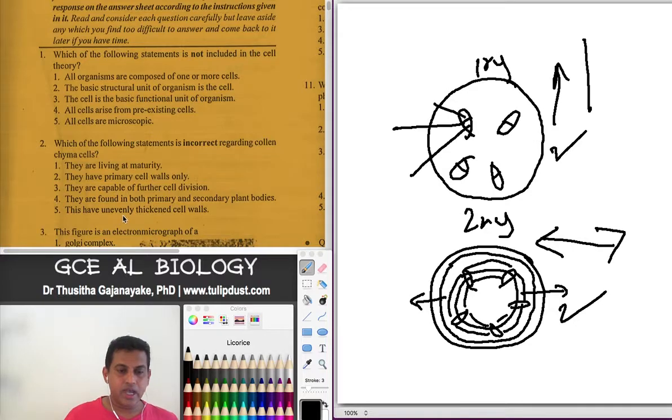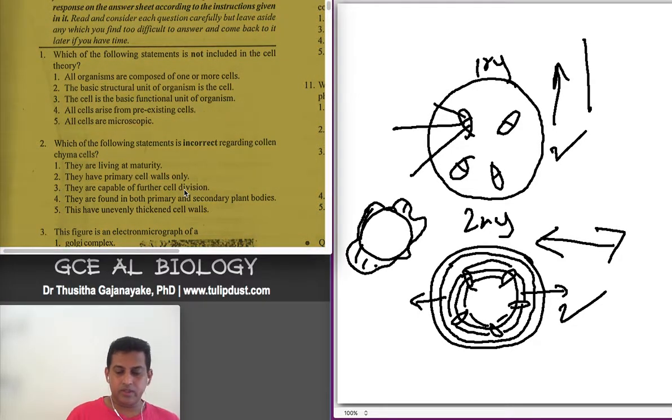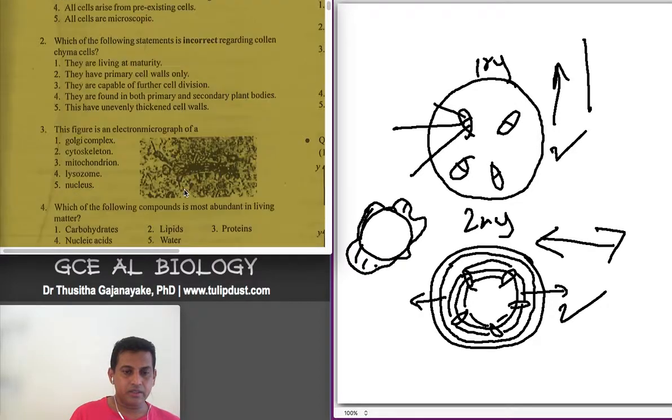Okay, these have unevenly thick cell walls. Yes, collenchyma cells have a very uneven, different thickness of the cell wall. Okay, the answer is they are capable of further cell division, because it is the incorrect statement. Right, we go to the next question.